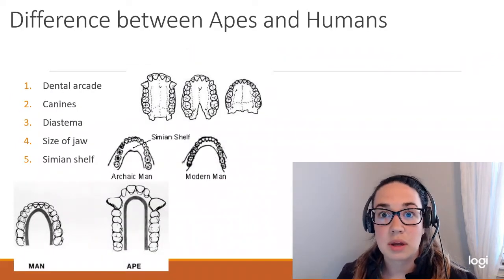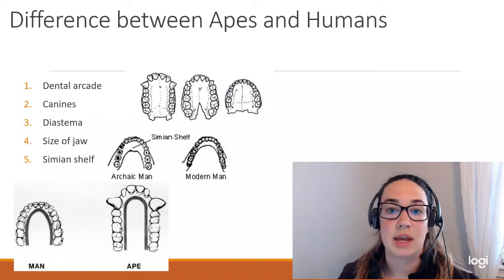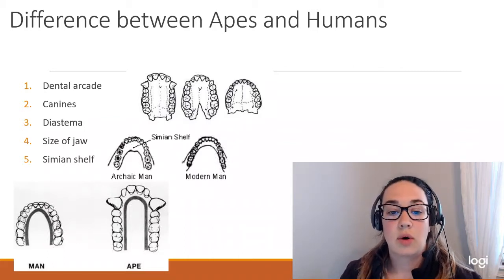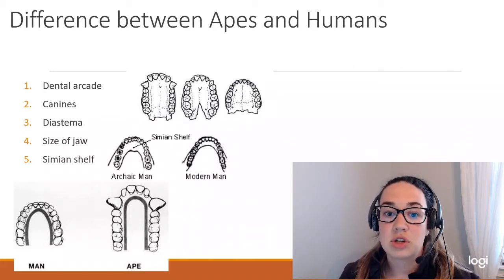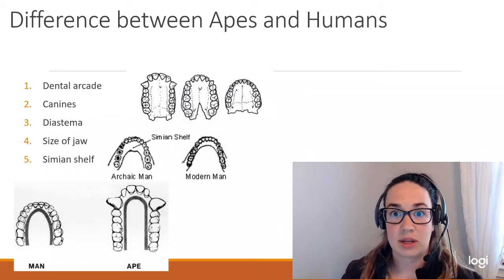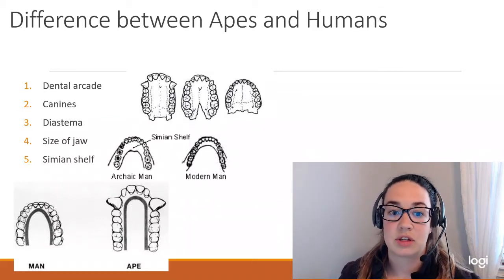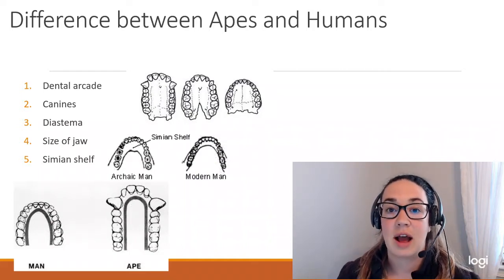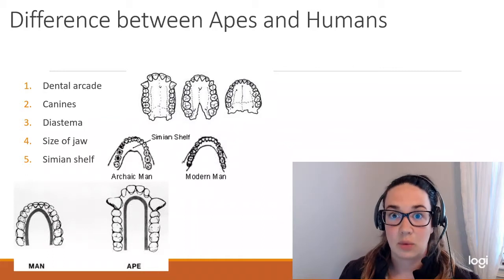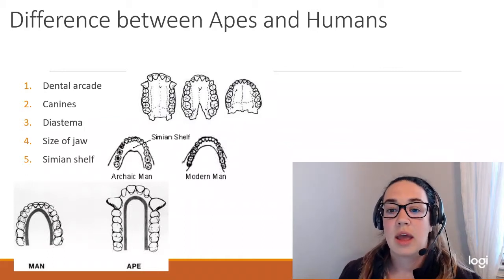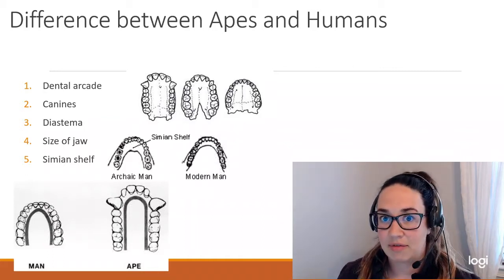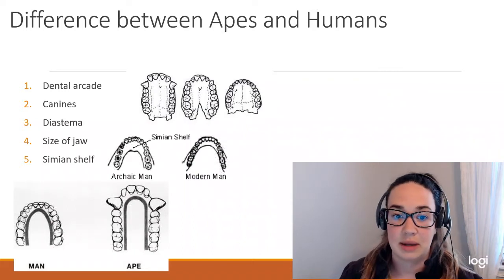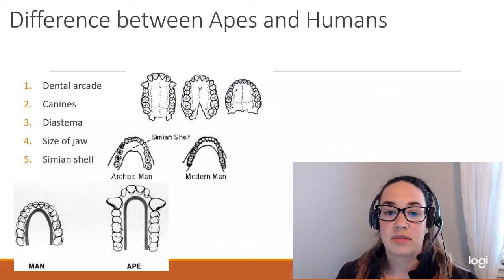But there are some differences here between apes and humans, right? So one of the largest ways that we can determine how we're different is by looking at our mouths. Our mouths are very different. Obviously, we have the ability to have language in the human species, where apes don't necessarily have that ability. So let's look at the first characteristic here.